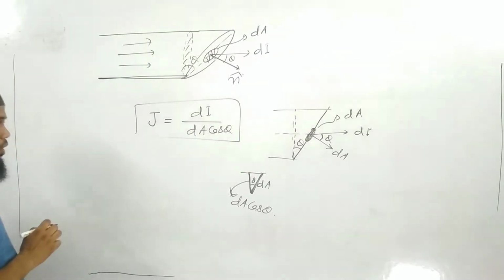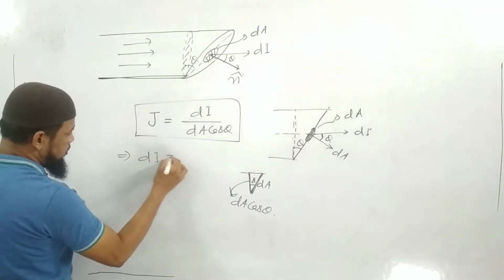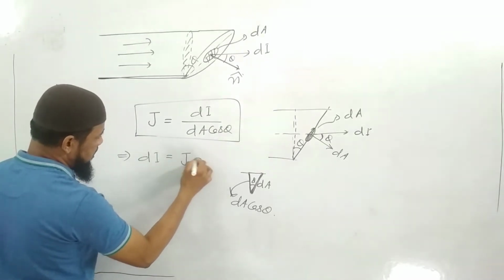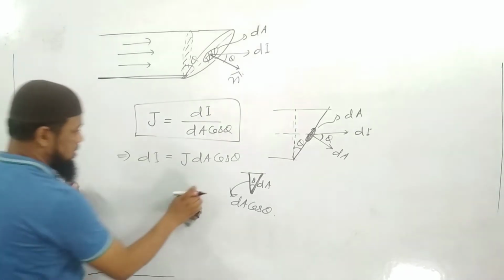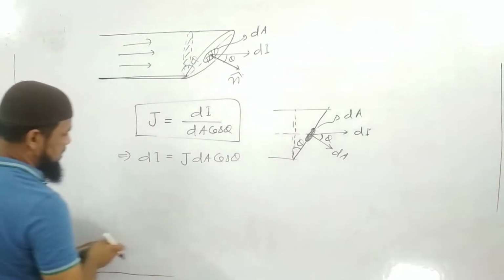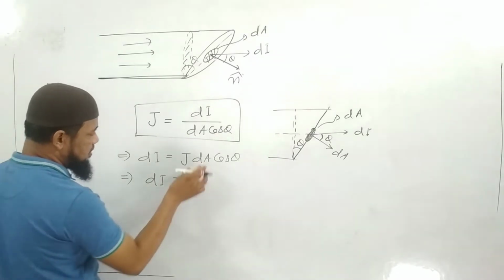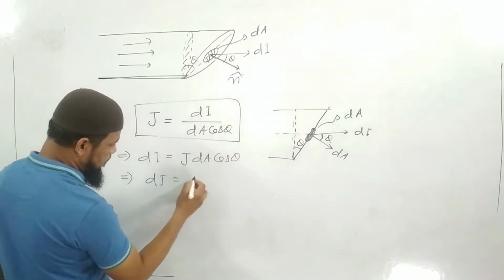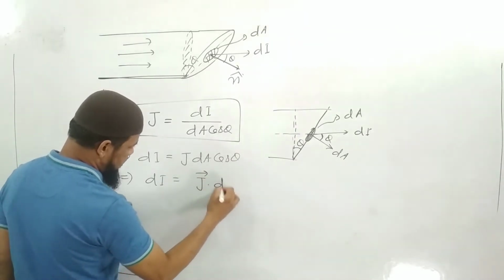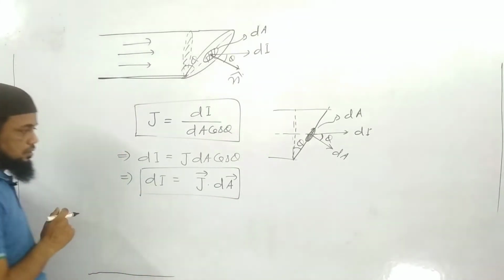Clear? From here you get an important relation: dI is equal to J dA cos theta. This is a scalar, J is a vector, dA is also a vector, and theta is the angle between them. So we can write dI equals J bar dot dA bar.